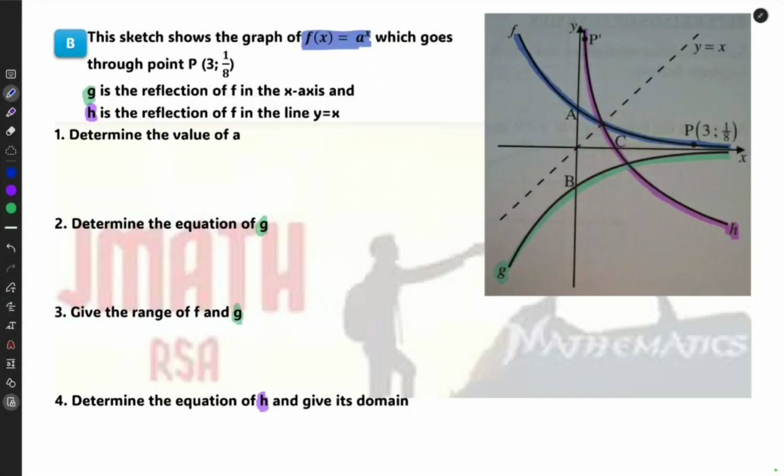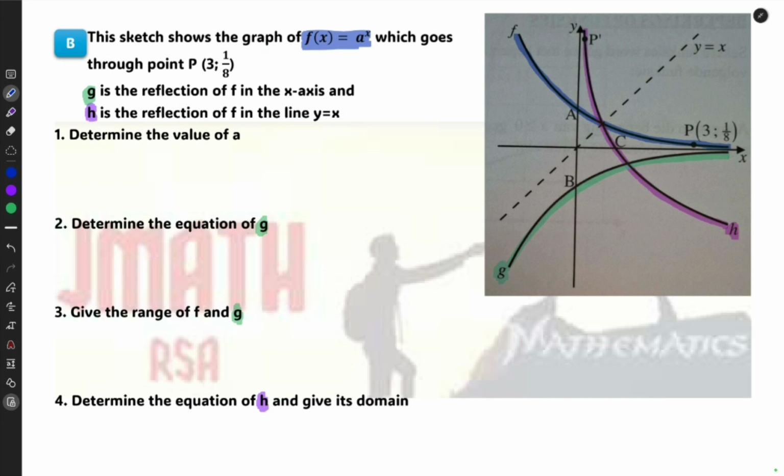Question B. They give you the sketch, and the moment I get a question like this, I take my highlighters and color code everything that I can, just to make it so much easier for my brain to connect when I'm talking about the g and the h and the f. If there are colors and the sketch has colors, it is going to be so much easier. So please take that advice.